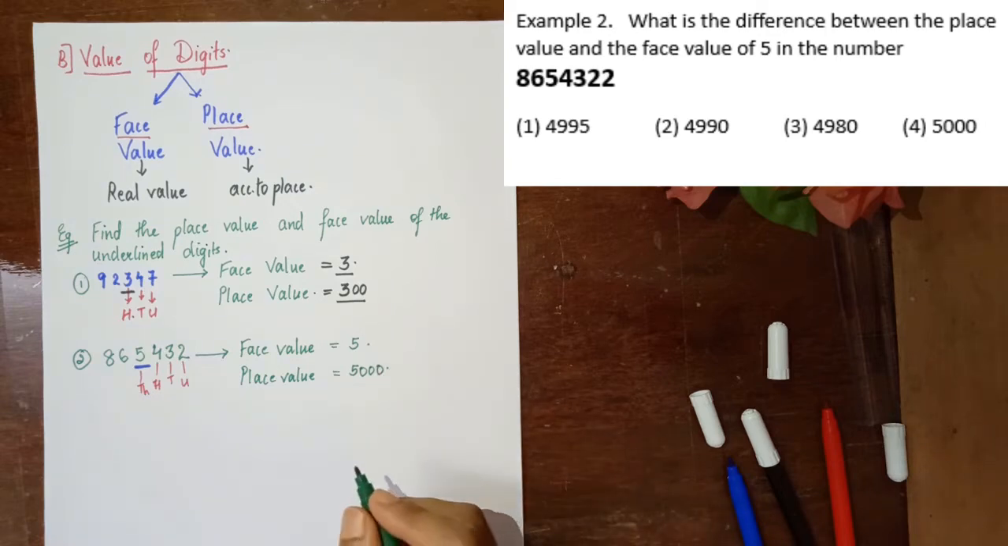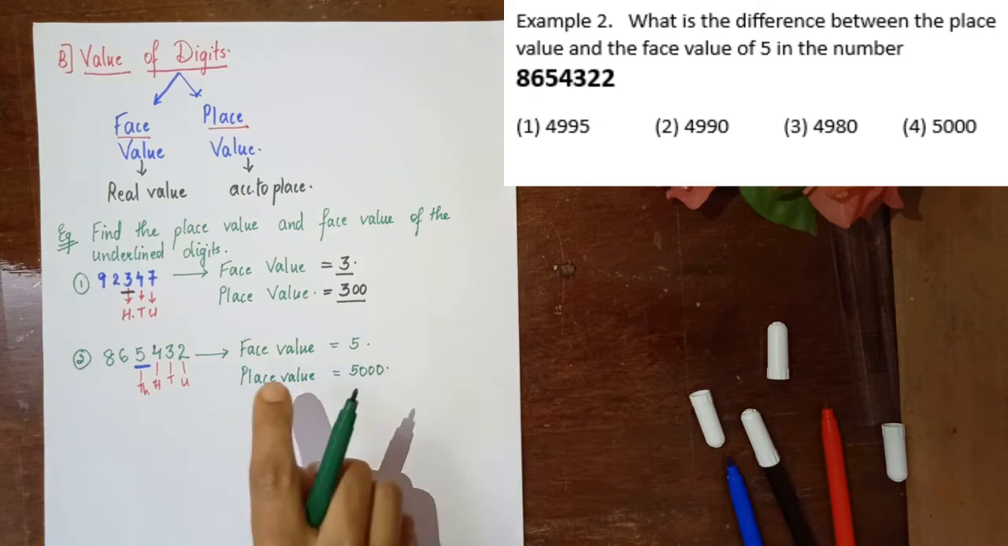So obviously let's look in our options which are given below. We have the first option as 4,995. The second option is given to us as 4,990. The third option says 4,880, whereas the fourth option gives us 5,000.